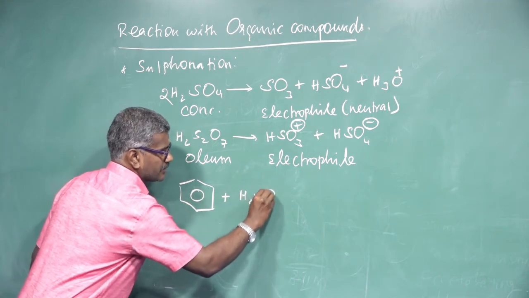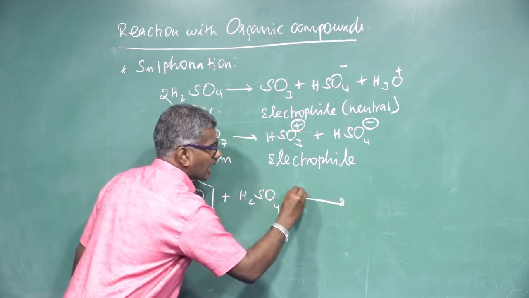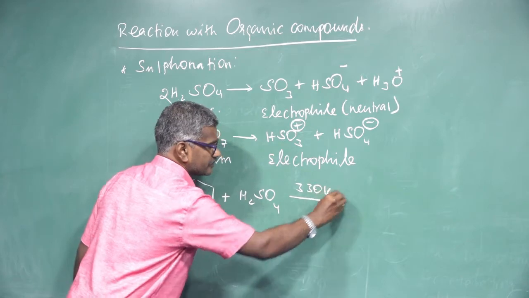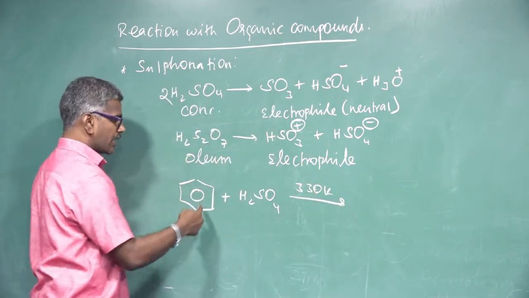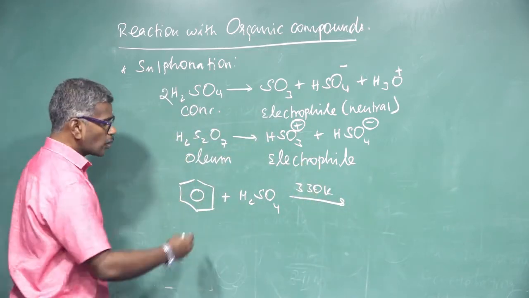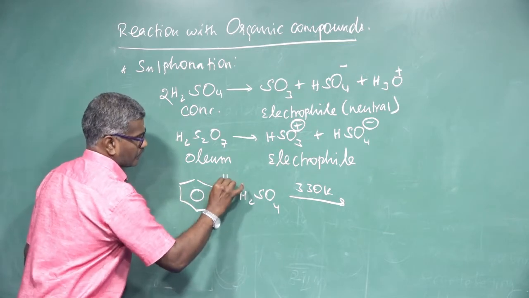Concentrated sulfuric acid is heated at 330 Kelvin. These two react with the benzene nucleus. How do they react?